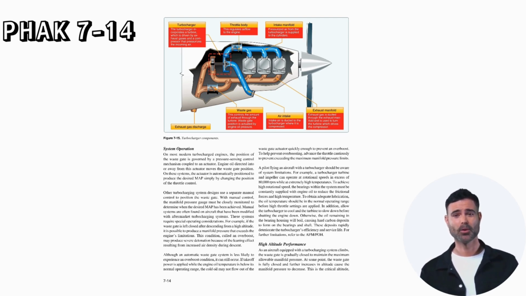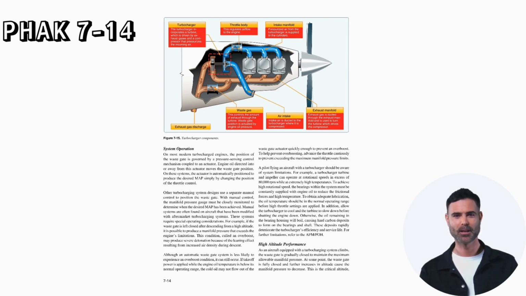If takeoff power is applied while the engine oil temperature is below its normal operating range, the cold oil may not flow out of the wastegate actuator quickly enough to prevent an overboost. To help prevent overboosting, advance the throttle cautiously to prevent exceeding the maximum manifold pressure limits. A pilot flying an aircraft with a turbocharger should be aware of system limitations.